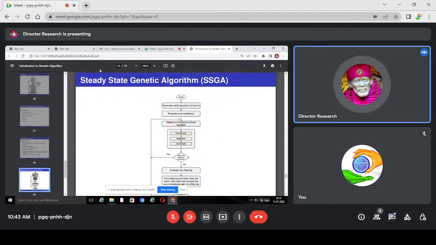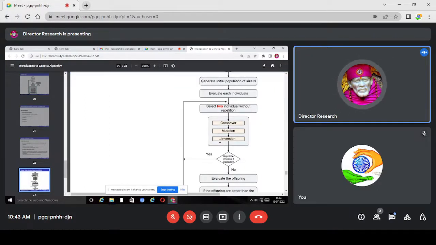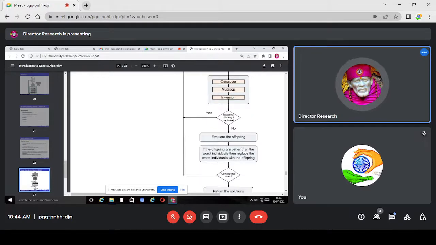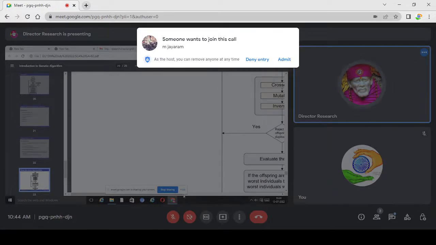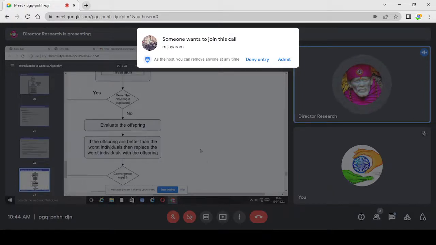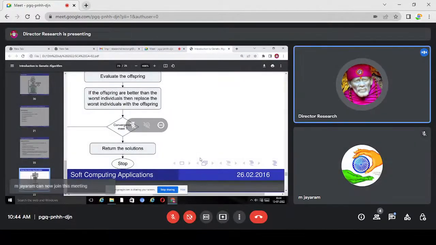Steady state genetic algorithm. Just see the flowchart here. Start. Generate the initial population of size N. Evaluate each individual. Select two individuals without repetition. Crossover, mutation, inversion, and if the condition is yes, reject the offspring. If it is no, evaluate the offspring. If the offspring is better than the worst individual, then replace the worst individual with the offspring. If convergence is met, return the solution. Stop.